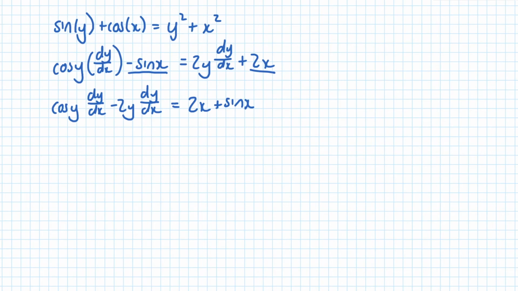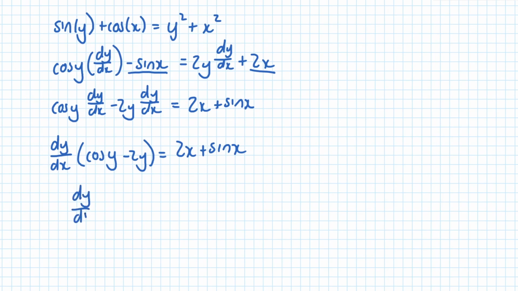So again, I've got two dy by dx's. The way we get around this problem is we factorize them out. So dy by dx times cos of y minus 2y equals 2x plus sine of x. And then to get rid of this times cos y minus 2y, we divide it to the other side. So dy by dx is going to equal 2x plus sine of x all over cos of y minus 2y.